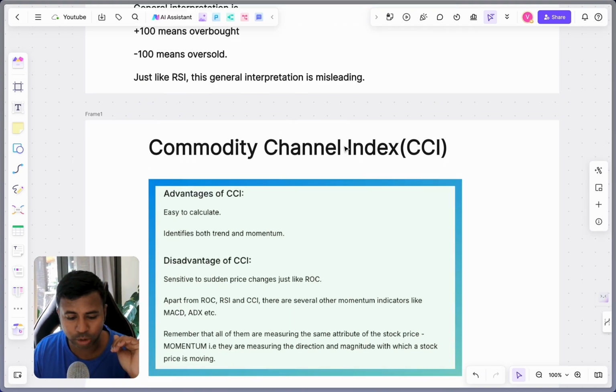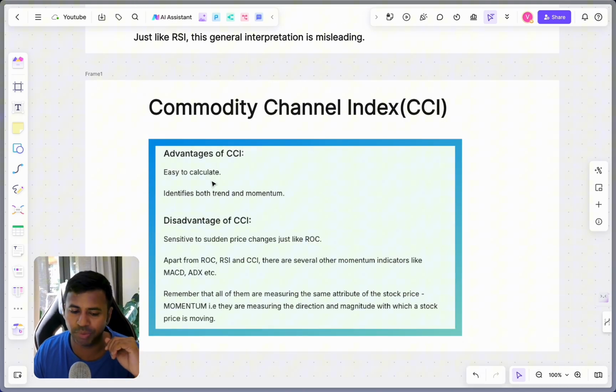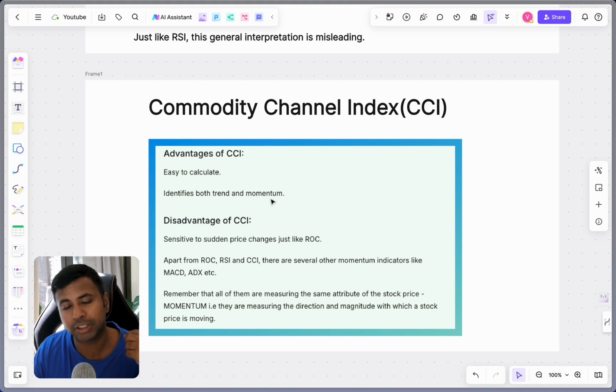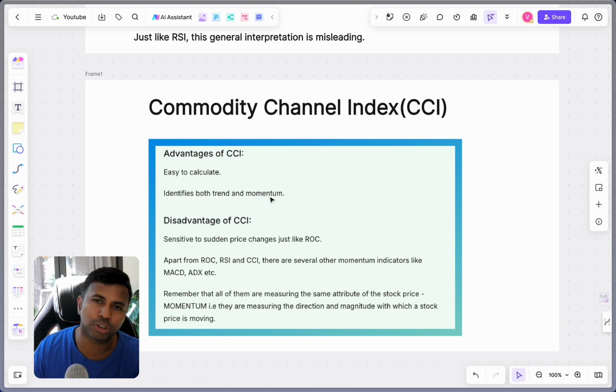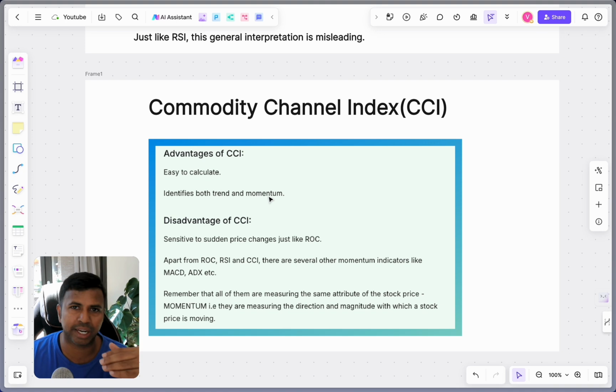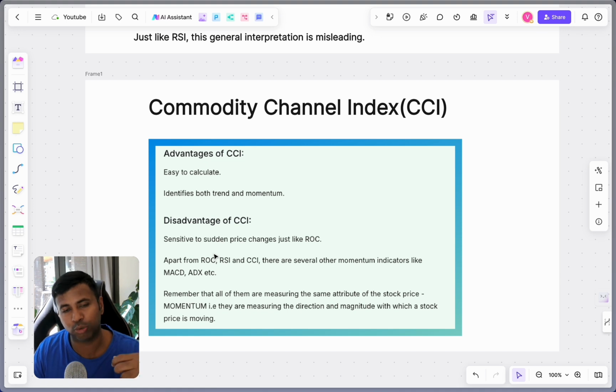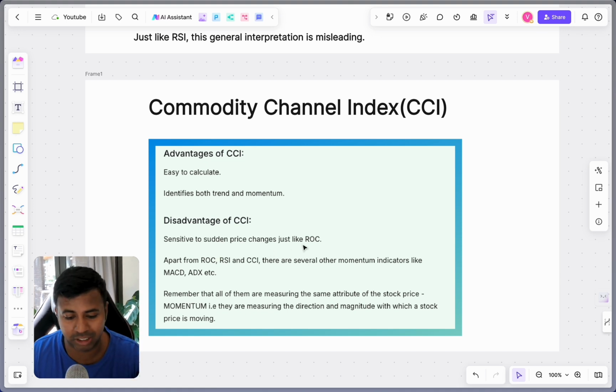Now, the advantage of CCI is that it is very easy to calculate and it's a readily available package. It can also identify both the trend as well as the momentum. Trend: if it is positive, it means that it's an uptrend. If it is negative, it means that it is in a downtrend. The disadvantage is that, like rate of change, it is very sensitive to sudden price changes, just like ROC.